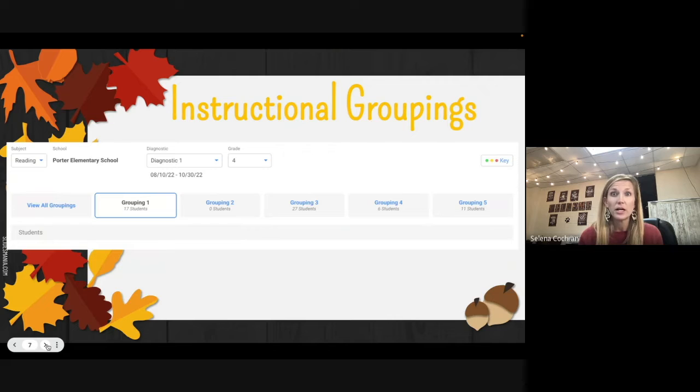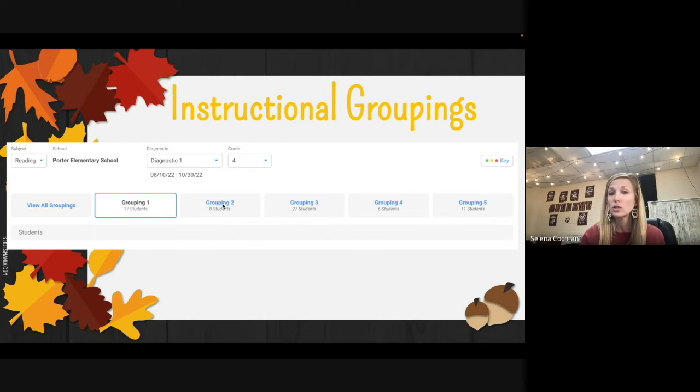Another thing that we love about iReady is that it provides for us instructional groupings. And so this is super helpful for our teachers. Based on that diagnostic assessment, it divides students into groups for you. And you can see here, like in group 1, you have 17 students. That may be your enrichment or your RTI students.